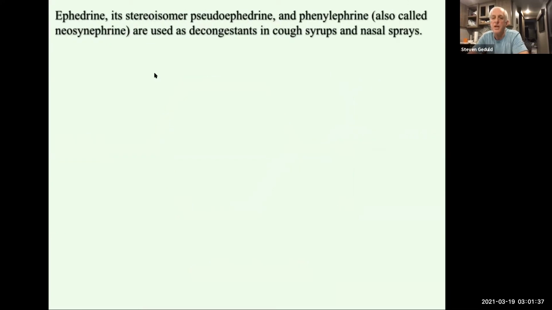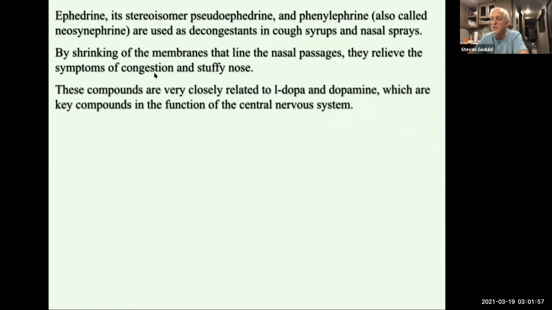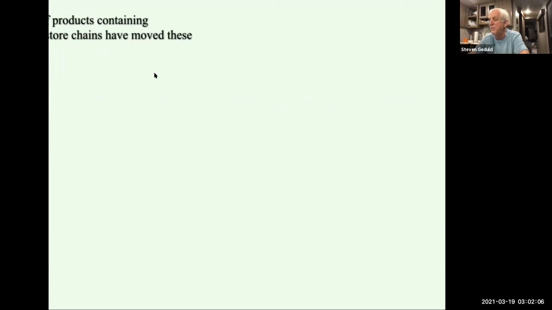Ephedrine is a stereoisomer of pseudoephedrine and phenylephrine, also called neosynephrine. These are decongestants used in cough syrup and nasal sprays. They dry your nasal membranes by shrinking the membranes that line the nasal passage, which relieves the symptoms of congestion and stuffy nose. These compounds are very closely related to L-dopa and dopamine in the brain. Those are key compounds that function in the central nervous system.